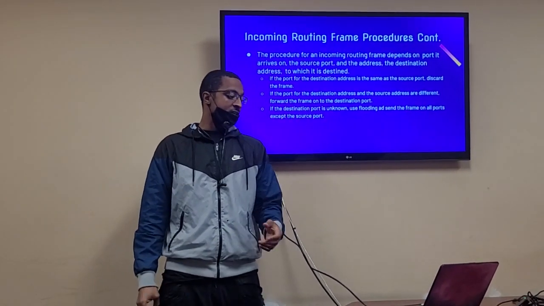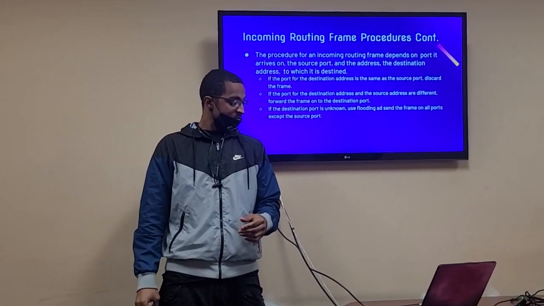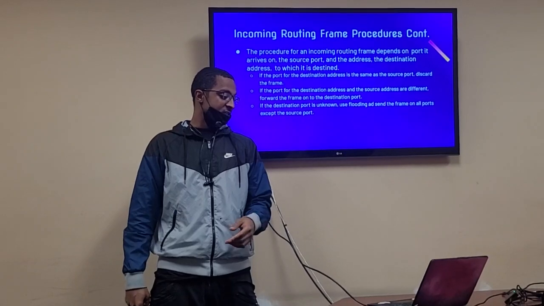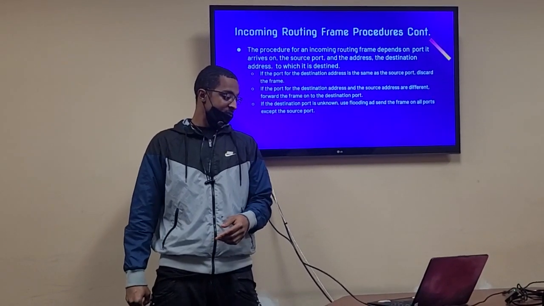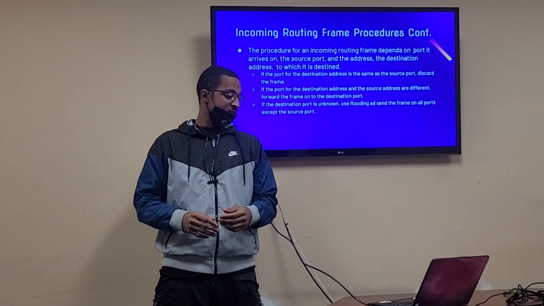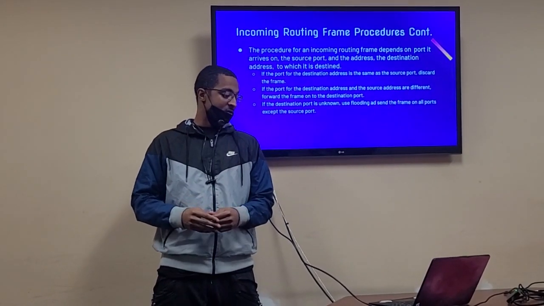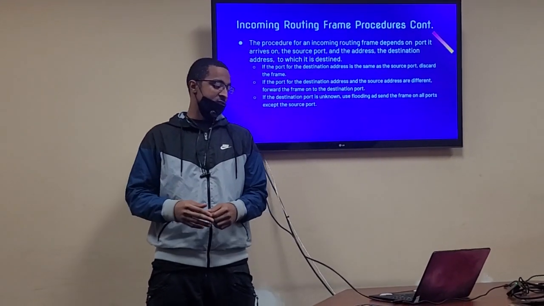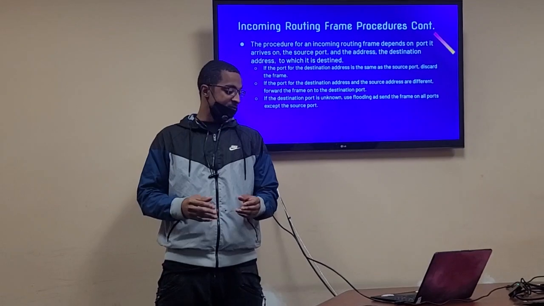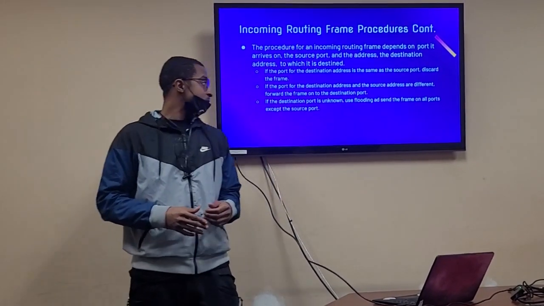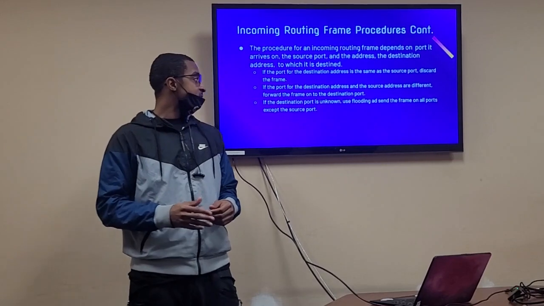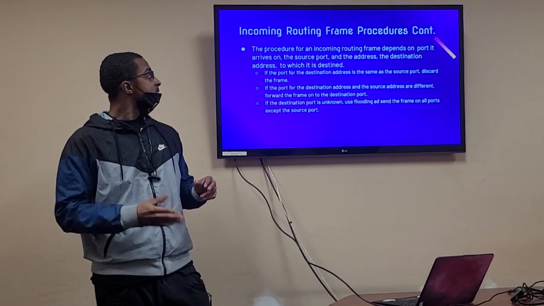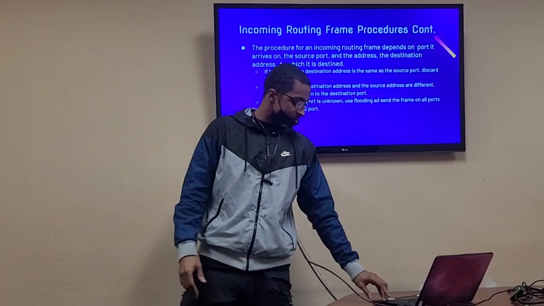The procedure for an incoming routing frame depends on the port it arrives on, the source port, and the destination address to which it is destined. If the port for the destination address is the same as the source port, you discard the frame. If the port for the destination address and the source address are different, forward the frame to the destination port. And if the destination port is unknown, use flooding and send the frame on all ports except the source port. These are the protocols when it comes to routing.